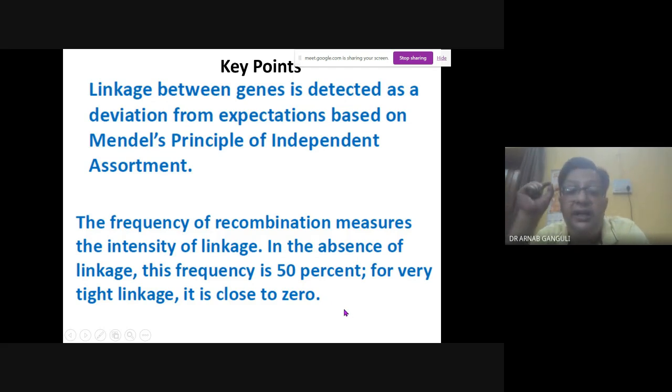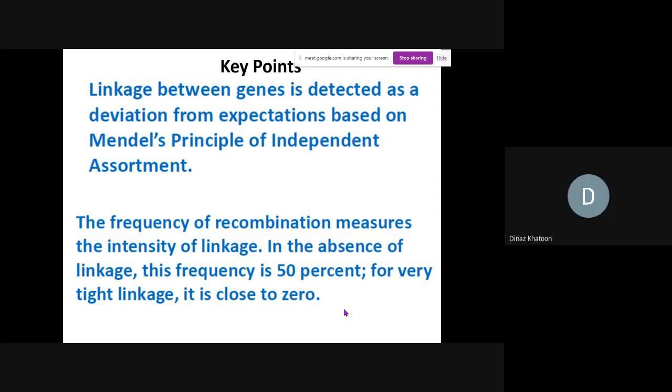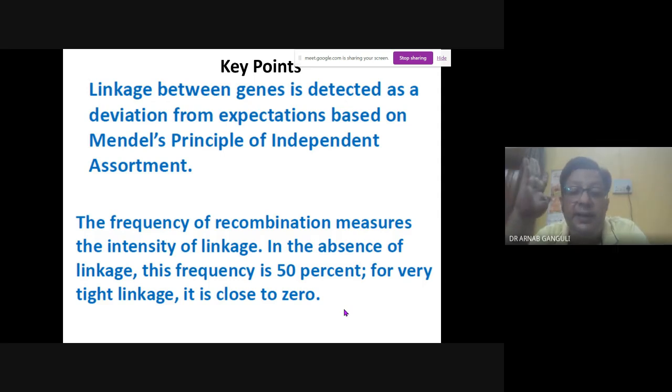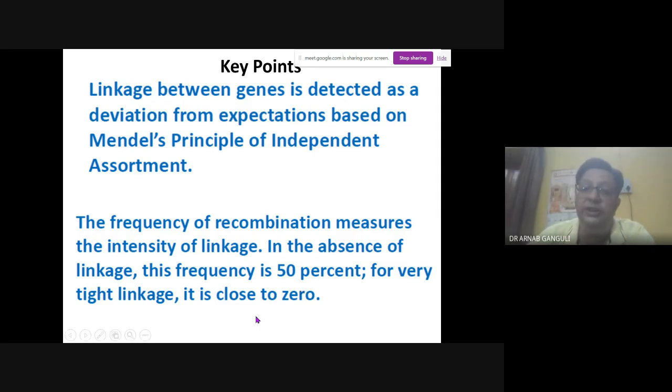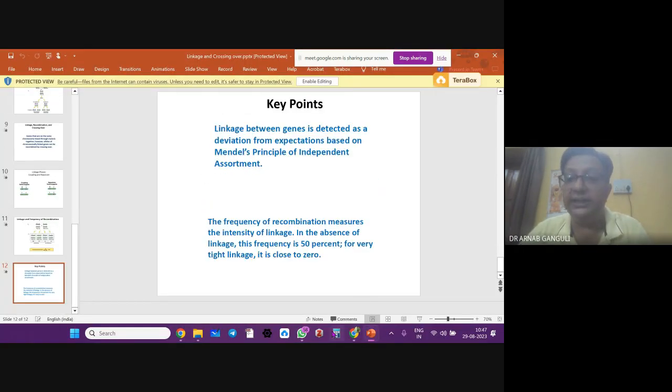So, अगर independent assortment होता है, तो 50% chance, 0.5. Yes, और अगर होता नहीं है तो close to 0. This is how you find the map distance. So this is the end of today's class. In the next class, we will talk about chromosome mapping.